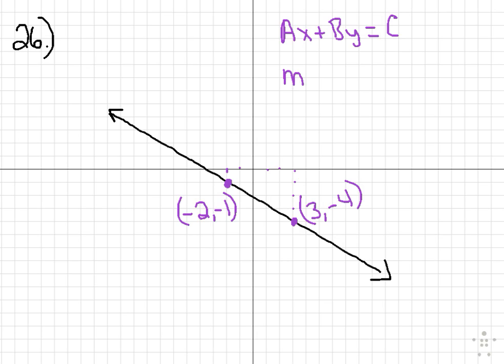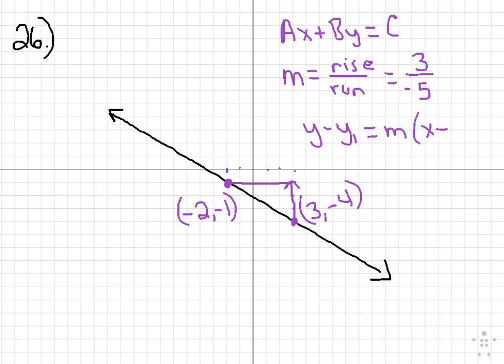So our slope is equal to rise over run. So let's just count from this one. We're going to go up 1, 2, 3. So up 3. And to the left 1, 2, 3, 4, 5. So to the left 5, which would be negative 5. So our slope is negative 3/5. Now, once we know that, we use point slope form, so y minus y1 is equal to m times x minus x1. Alright, let's just plug things in.